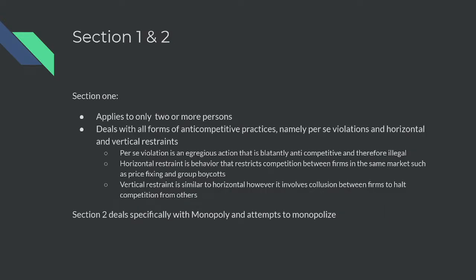So, Section 1 applies to only two or more persons, and deals with all forms of anti-competitive practices, namely per se violations and horizontal and vertical restraints. A per se violation is an egregious action that is blatantly anti-competitive and therefore illegal. Horizontal restraint is behavior that restricts competition between firms in the same market, such as price fixing and group boycotts. Vertical restraint is similar to horizontal, however, it involves collusion between firms to halt competition from others. Then Section 2 deals specifically with monopoly and attempts to monopolize.